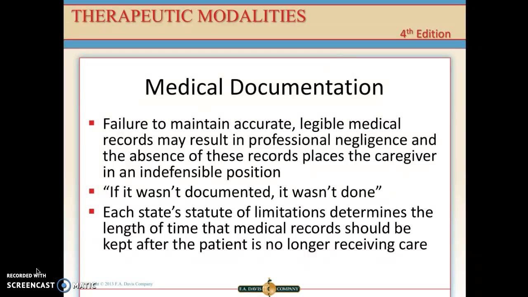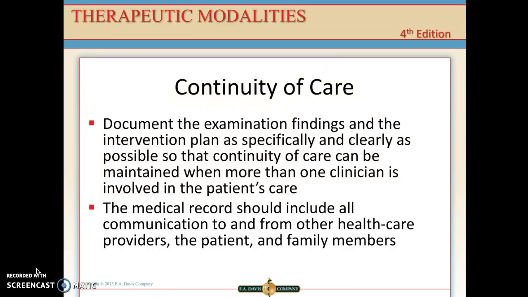All right, so documentation helps to prove continuity of care. So when you document examination findings and the intervention plan as specifically and clearly as possible, the continuity of care can be maintained by more than one clinician so that you can run your clinic more efficiently. So I think that continuity of care is very important in the Longwood athletic training room because multiple athletic trainers can treat a particular patient. They have a good amount of overlap in that athletic training room.